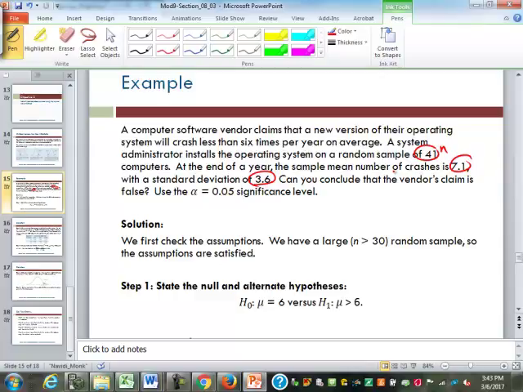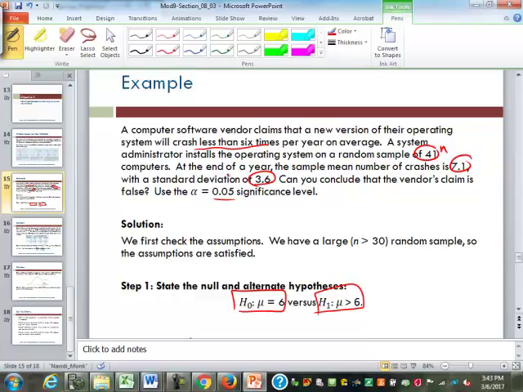The way we're setting this up, they said the vendor's claim is false, but the way they set their hypothesis, the null is that the vendor's claim is true, the mean equals 6, and the alternative is that it's more than that. If it's less than 6, we don't care. Their claim was actually less than 6. So even though we wrote equal 6, it really is saying less than or equal to 6. So the alternative is more than 6. The significance level is 0.05.